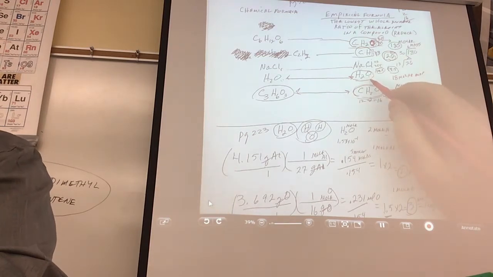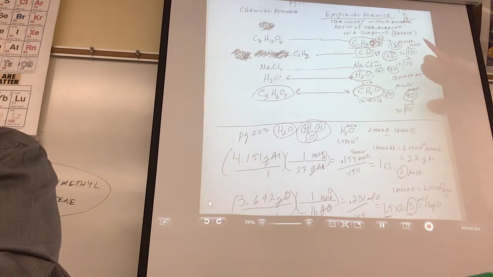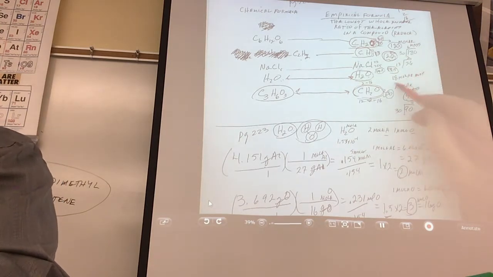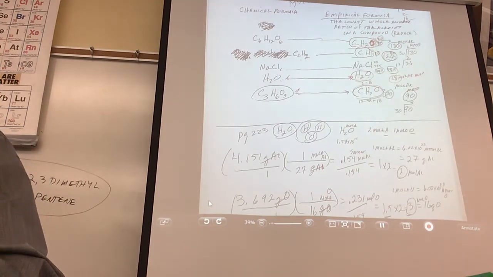Each hydrogen's 1. I have 2 of them. That's 2. Oxygen 16. How much does it weigh? Okay, so the empirical formula weighs 18. The other test said that the real chemical weighs 18. You must be it. You must also be the real chemical, right?